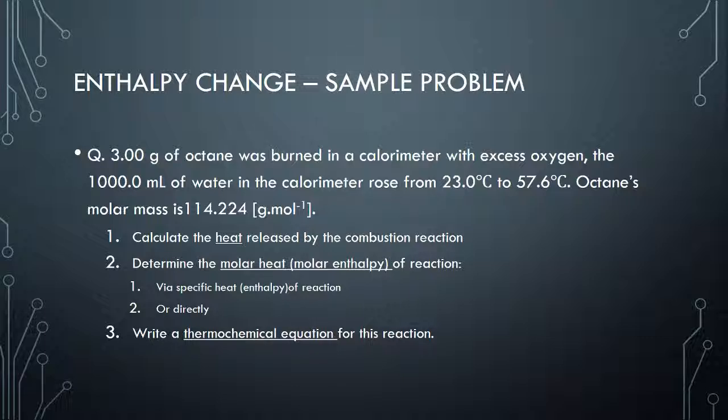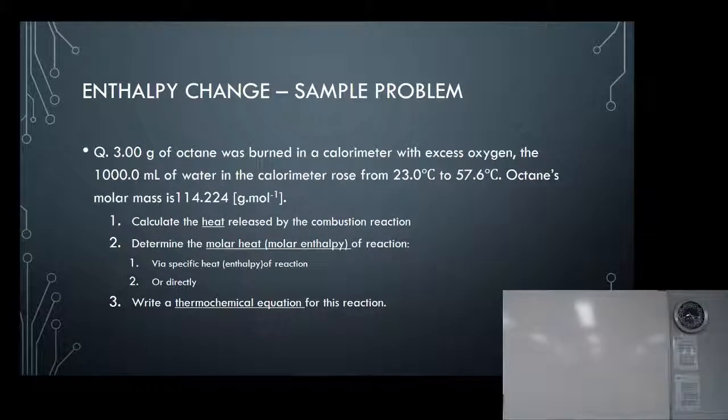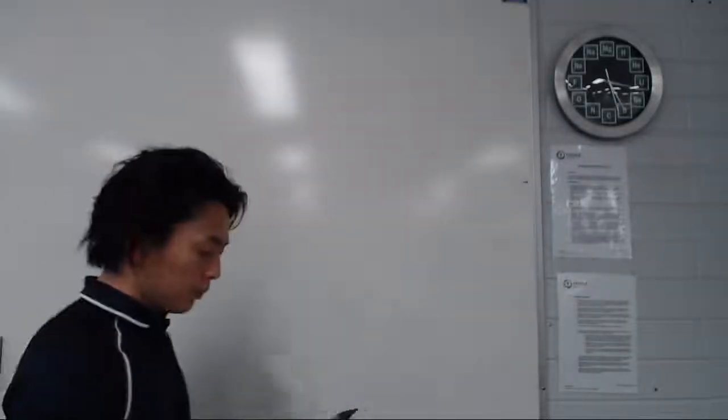Alright, so 3-part question. Firstly, calculate the heat released by the combustion reaction. 2. Determine the molar heat, or molar enthalpy that is, of reaction. Firstly, we'll try doing it via specific heat or enthalpy of reaction directly. Finally, write a thermochemical equation for this reaction. Remember, thermochemical equation requires you to have delta H value as well. So yeah, that's why you need to calculate molar enthalpy first. Alright, let's see how it works out.